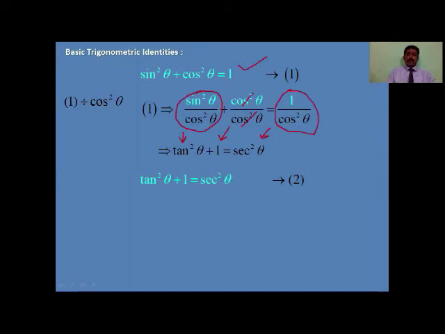The same way I am going to derive the third identity. For that, I am going to divide equation 1 by sin square theta.